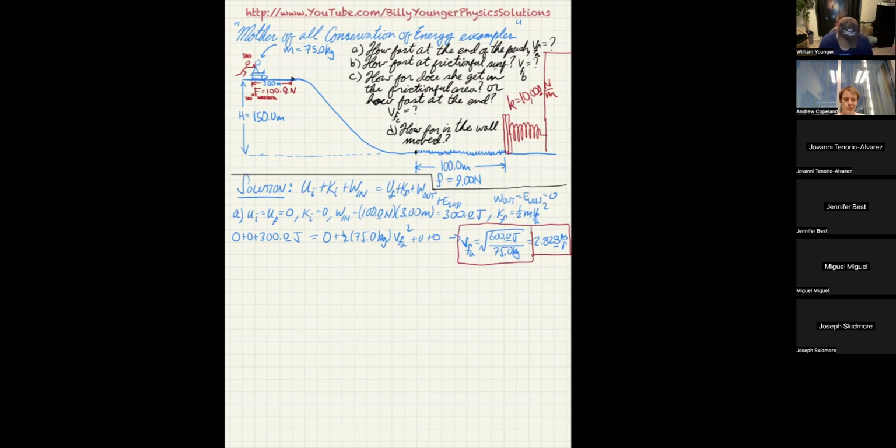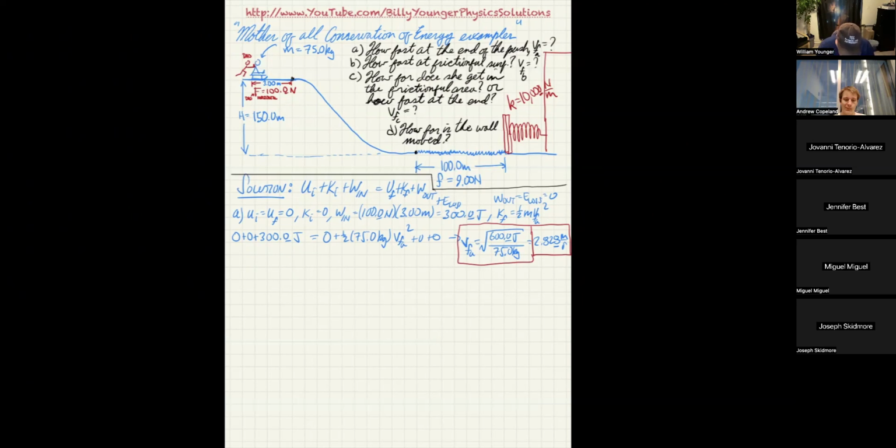Okay. Now that's not very fast. In fact, I'll give you an idea. 2.828 meters per second is a very small number of miles per hour. It's about 6 miles per hour. Okay. So that was part A.